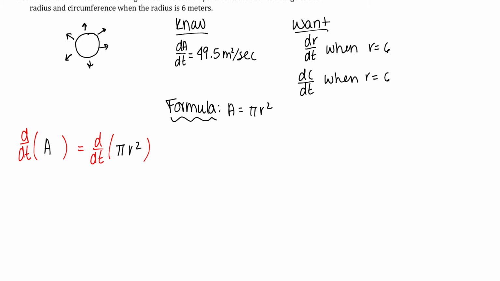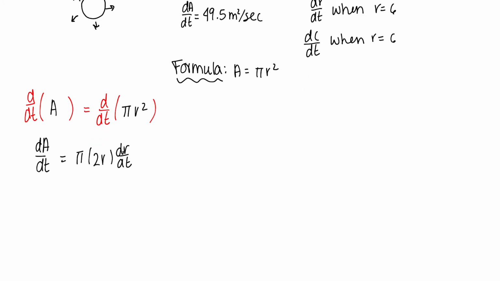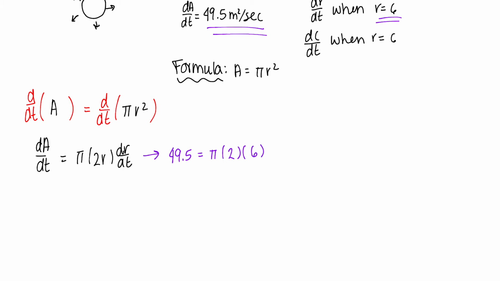So the derivative of A would be dA/dt. For pi r squared, it'll be pi times 2r and then dr/dt. We can now plug in what we know. So we know that dA/dt is 49.5, and we know that the radius is 6. So we plug in 49.5 for dA/dt, and then for r, we're plugging in 6.